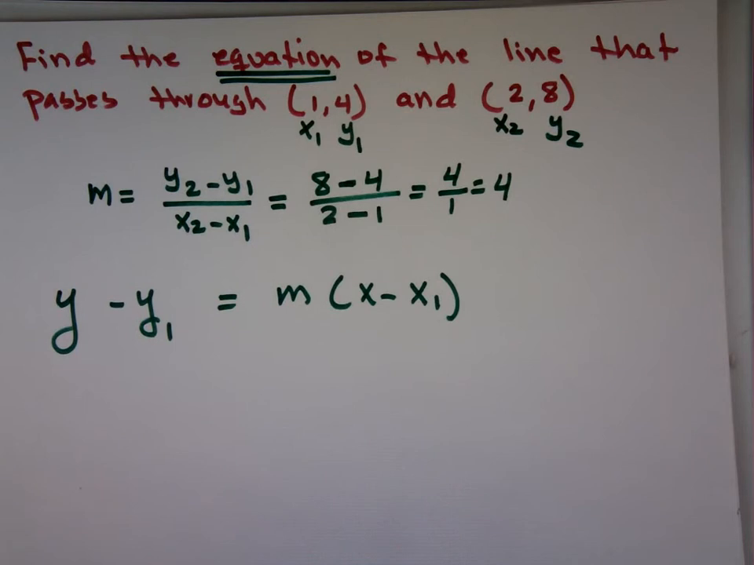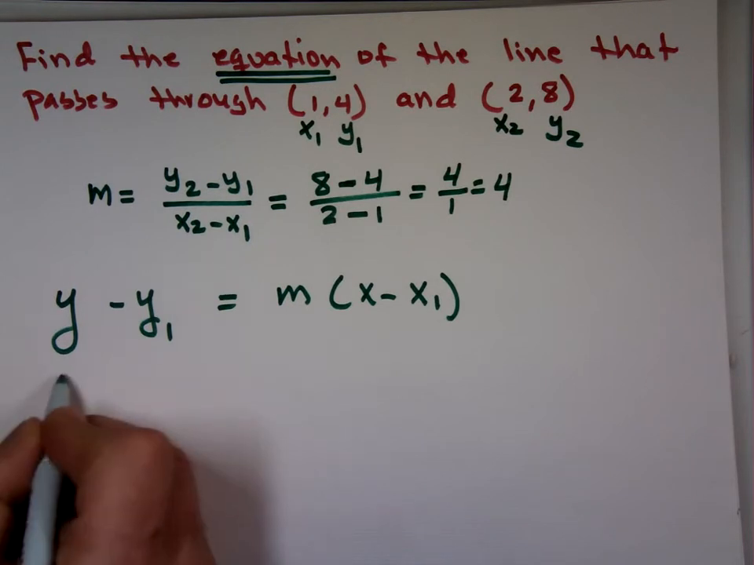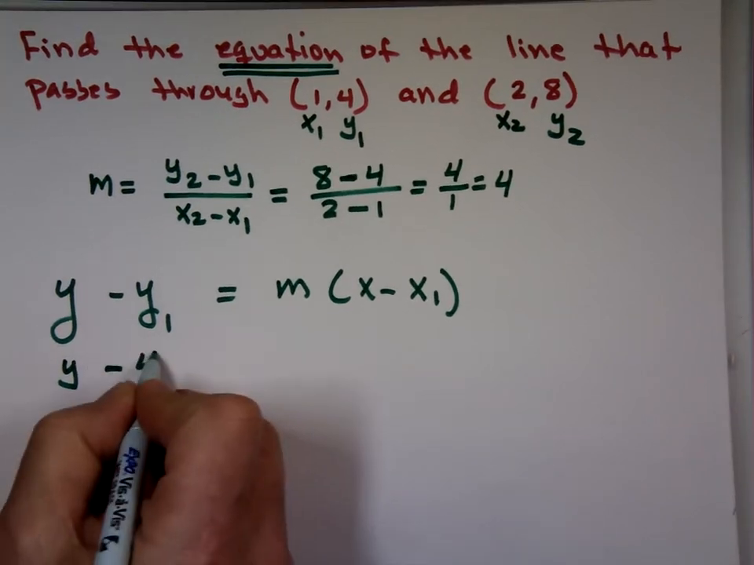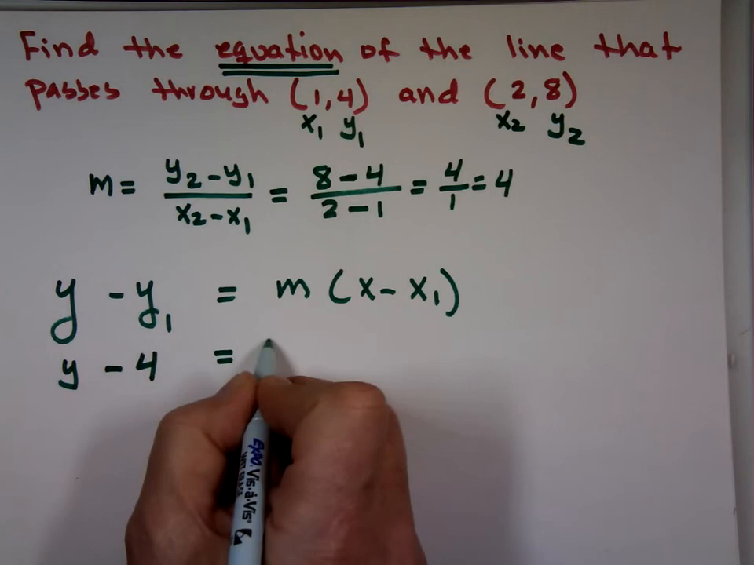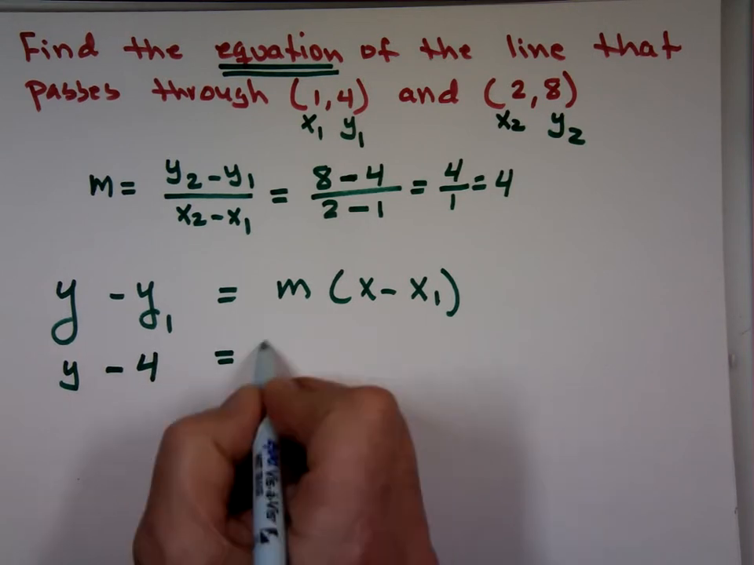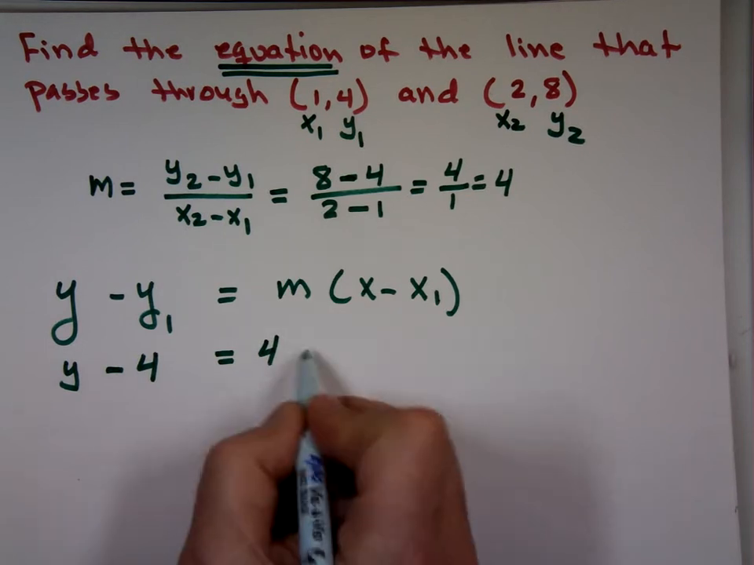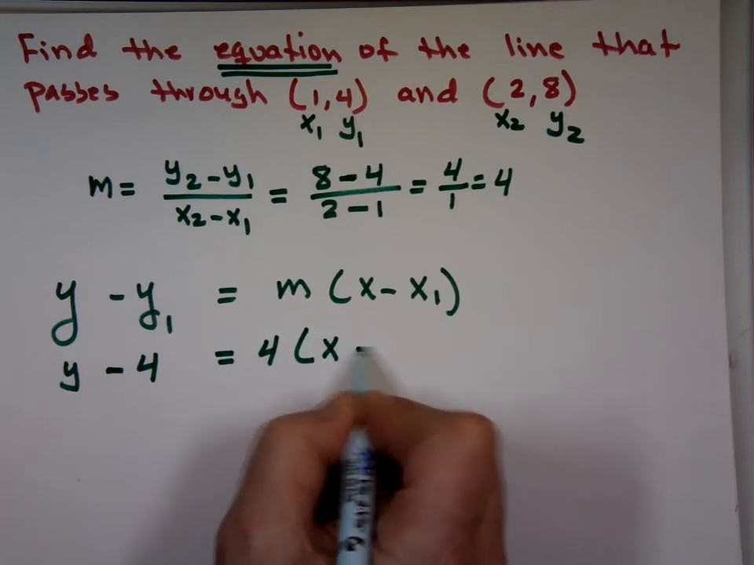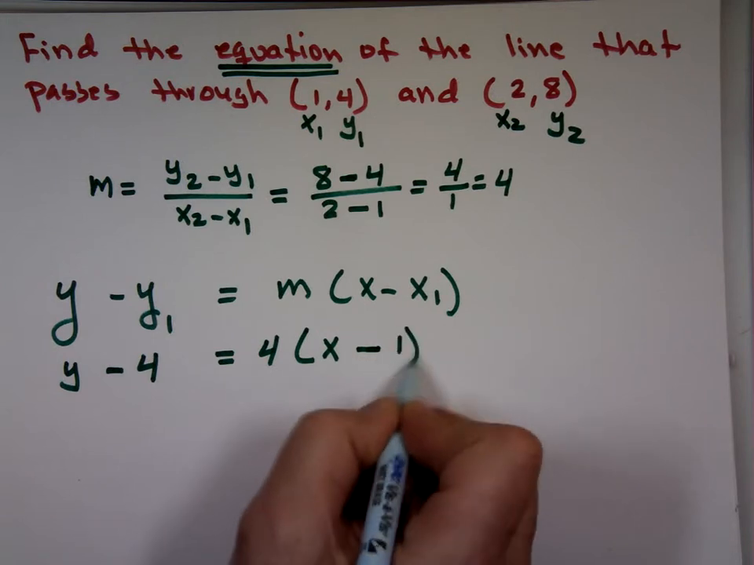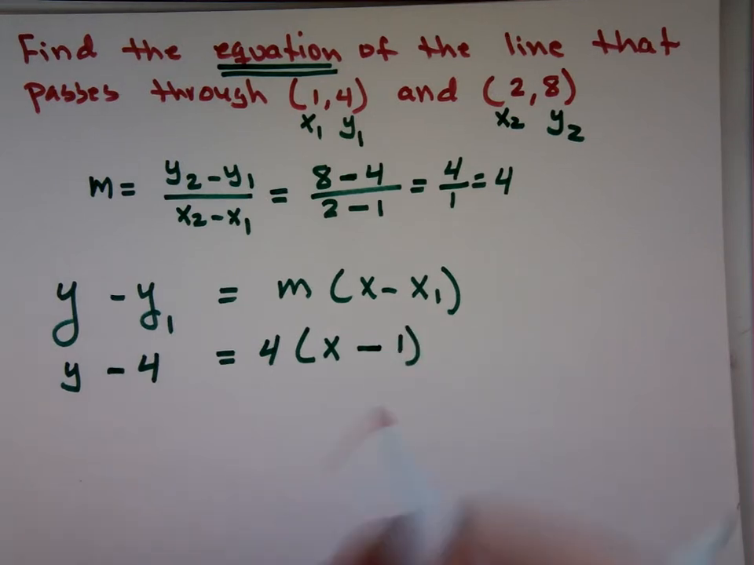Now I get everything I need. Y minus, what is y sub 1? 4 equals the slope. When I said it wasn't good, I was hoping for some ugly numbers. So this is 4, x minus, what is x sub 1? 1. Again, if they say leave your answer in the point slope form, we're done.